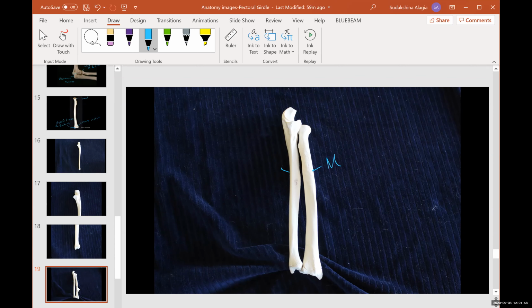Radius is medial, ulna is lateral. Which side is this, left or right? Right side. Is it? Radius is the lateral bone, ulna is the, oh gosh, I wrote opposite. I'm saying something and I'm writing something else. Ulna is the medial bone, radius is the lateral bone.